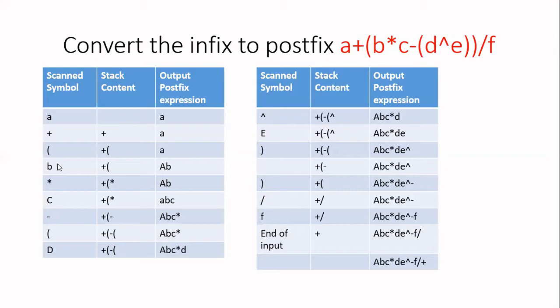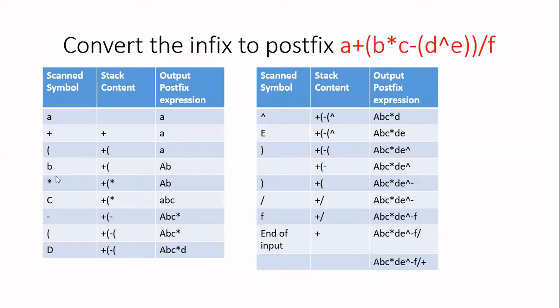Now the next character is B. It is an operand. When you get an operand, write it only at the output. So previously I have A at the output. Now I am writing B also. So my new output is now AB. Next, scan the next character. It is multiply. Whatever I am writing here is from the input string only, I am writing one by one. Now the next character is multiply.